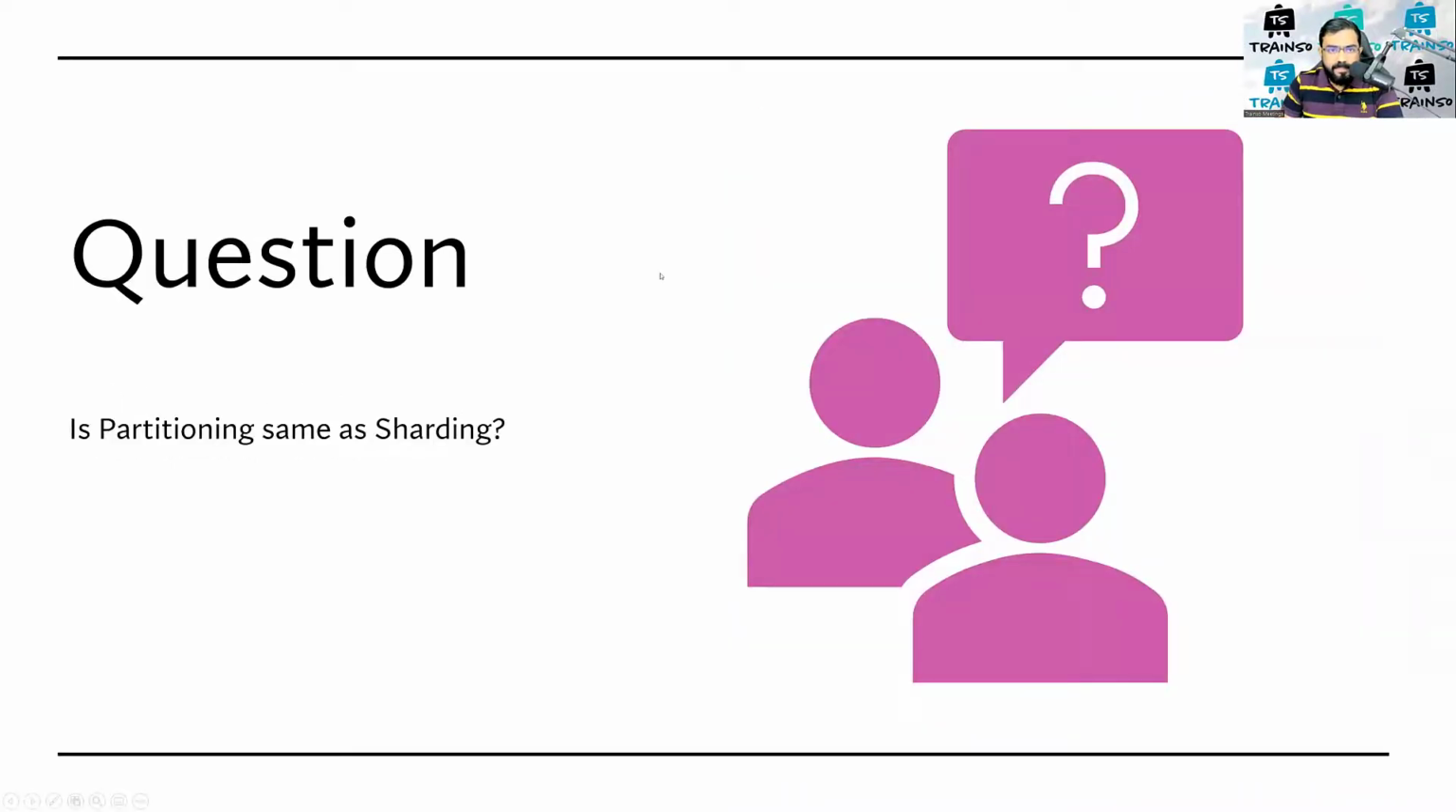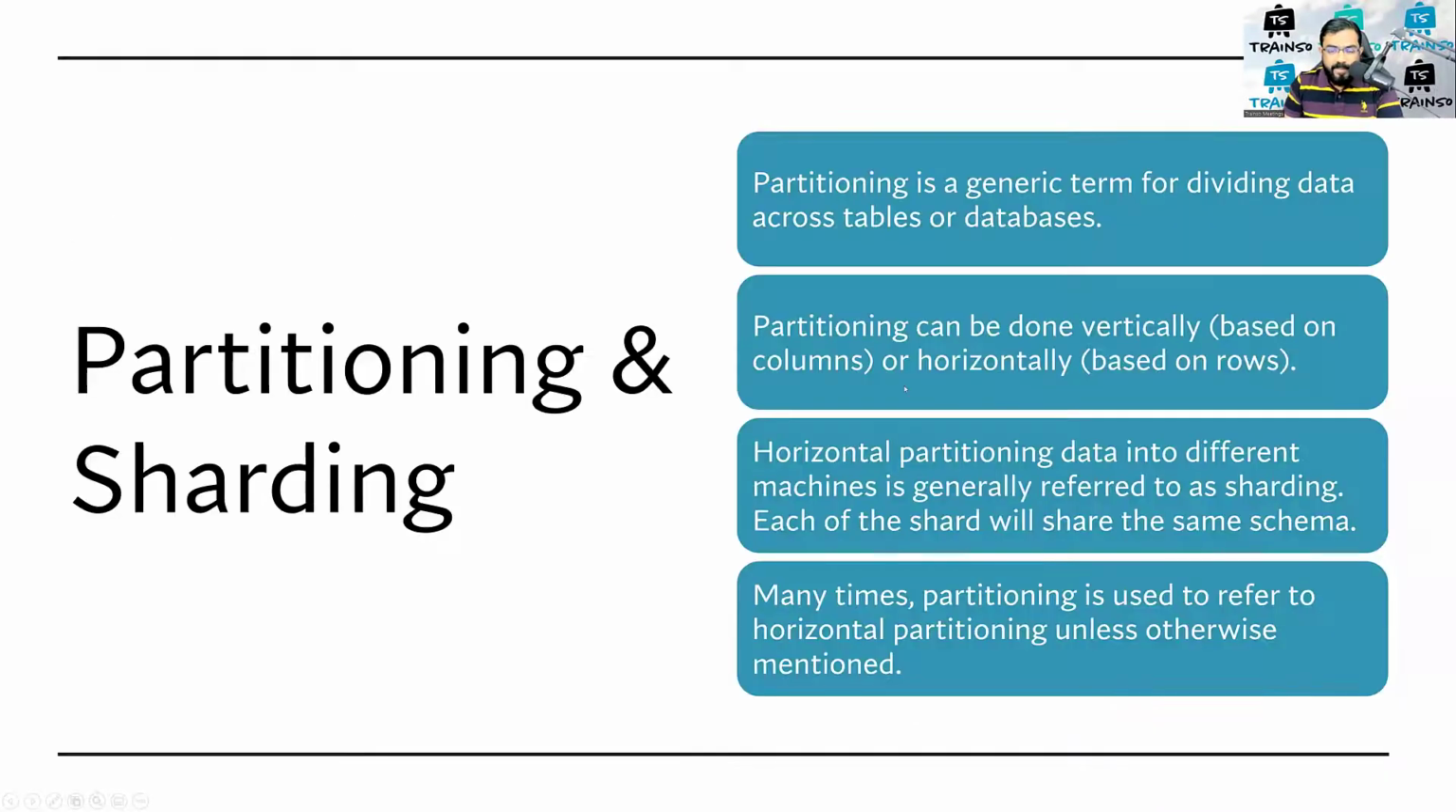So tell me, is partitioning the same as sharding? Yes or no? Partitioning and sharding. So partitioning is a generic term for dividing data across tables or databases. And partitioning can be done vertically or horizontally. Vertically means some of the columns, meaning some of the fields for all customers or all users will be moved to a different machine or a different partition, and some of the other columns or other fields will be moved to a different partition, maybe a different machine.